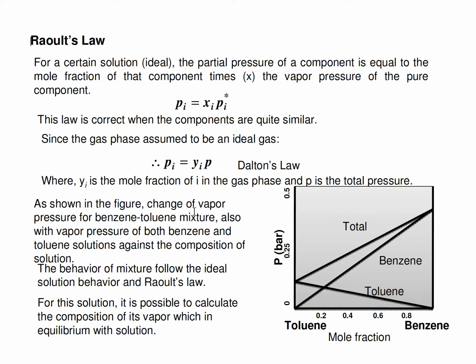As shown in the figure, the change of vapor pressure for a benzene toluene mixture, also with the vapor pressure of both benzene and toluene, against the composition of solution. The behavior of this mixture follows the ideal solution behavior and, of course, Raoult's law. For this solution, it is possible to calculate the composition of its vapor which is in equilibrium with the solution. So we can see here that it is in equilibrium between benzene and toluene.